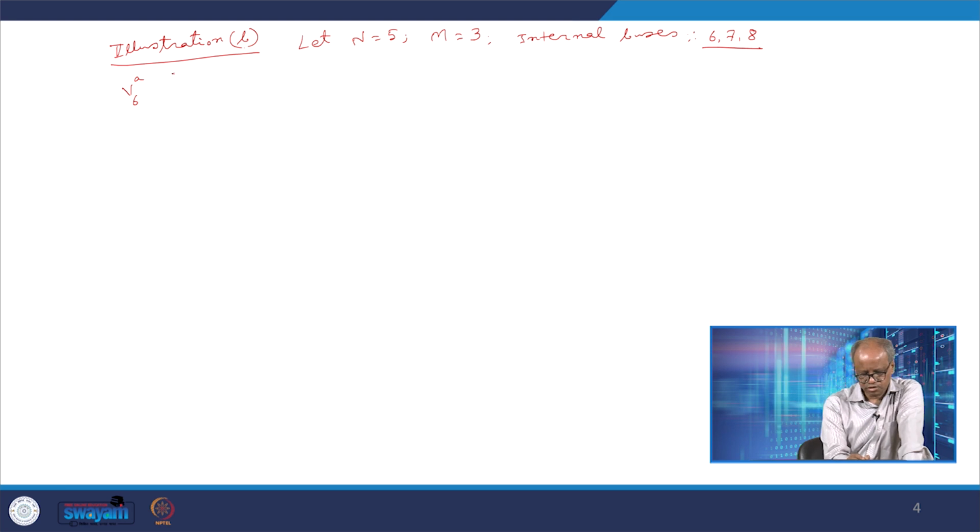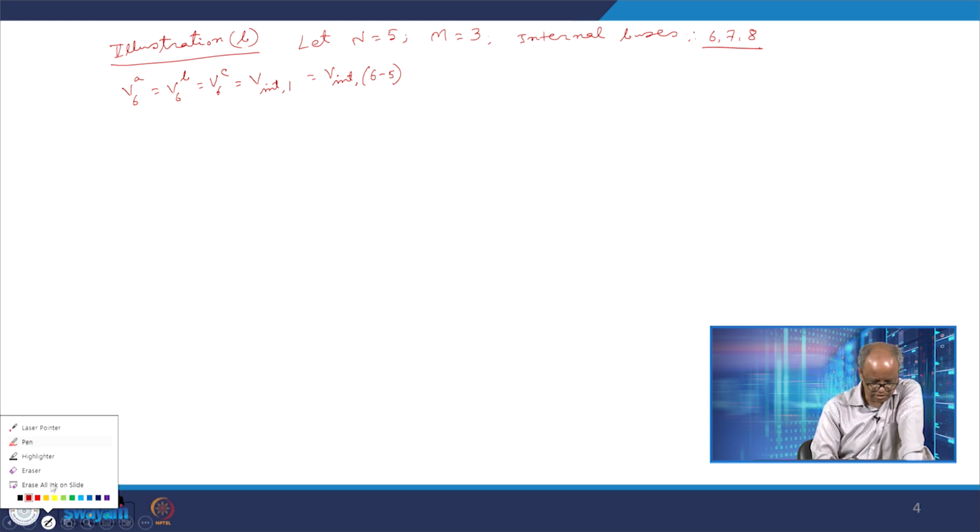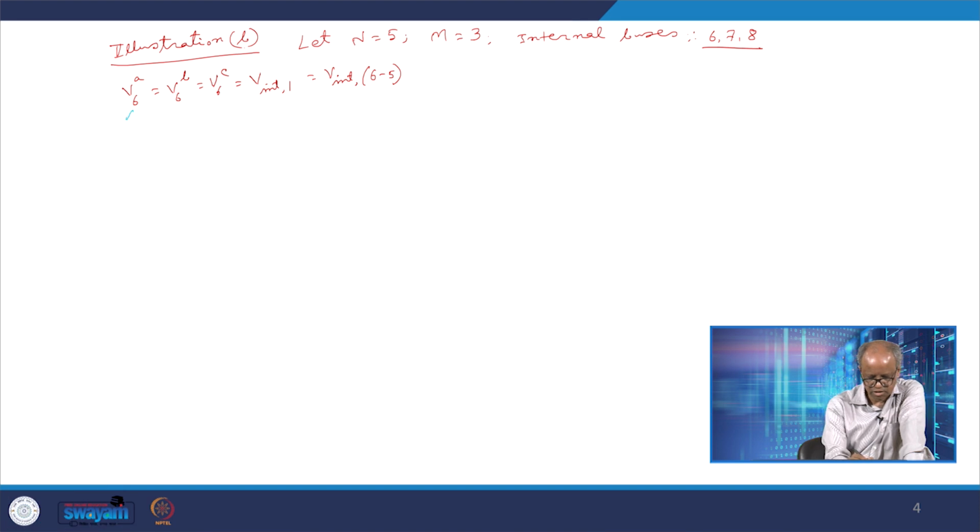So 6, 7, 8 are all balanced buses. Therefore V6A is equal to V6B is equal to V6C, and we denote it as V internal 1 because it is generator 1. Now, what is V internal 1? V internal, then J is 6, so 6 minus 5, right. So this is J, these values are all J.